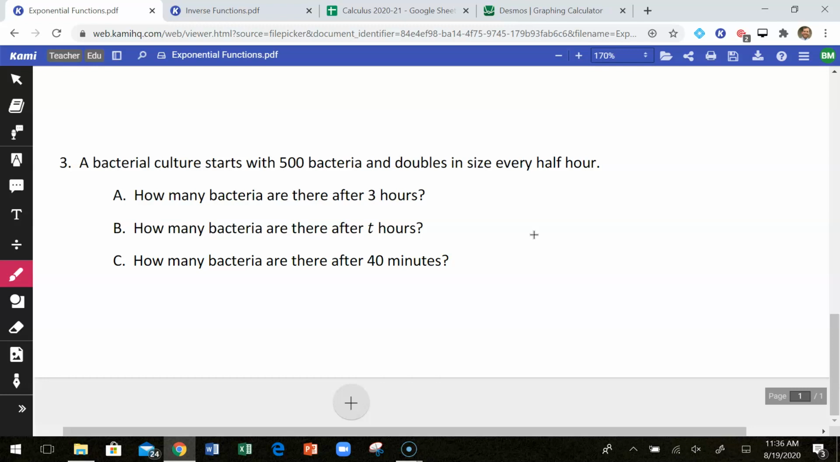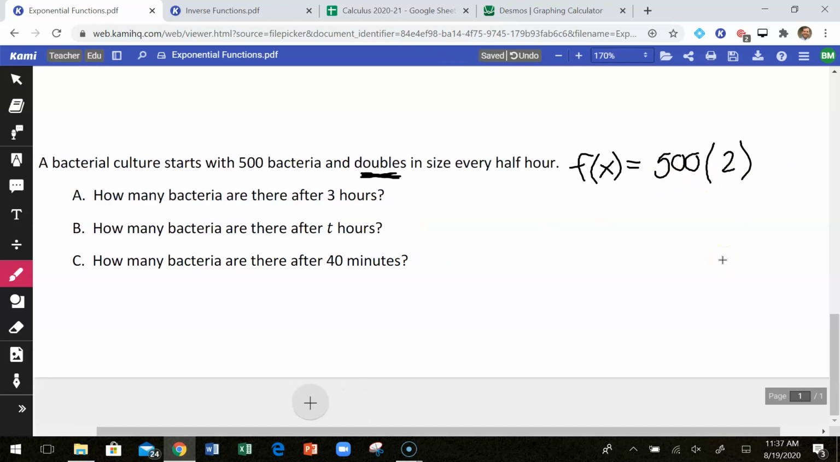Your basic setup is that you have a starting amount, which in this case is 500. And then your base is going to be the multiplication factor, right? So it's doubling in size. That means this is going to be a 2. If it tripled in size, that would be a 3. So it doubles in size every half hour, and our x is going to be the number of hours.